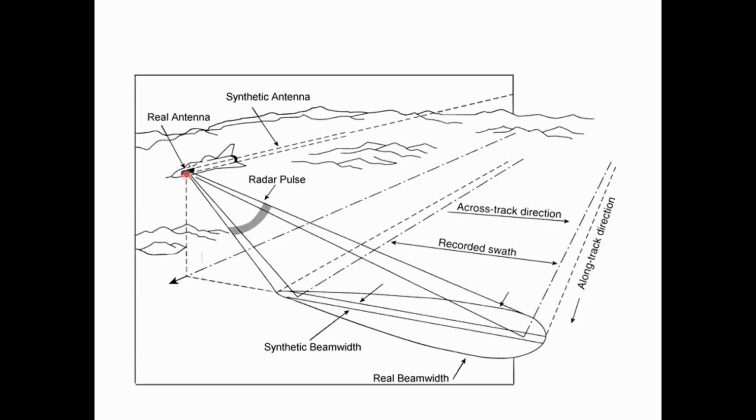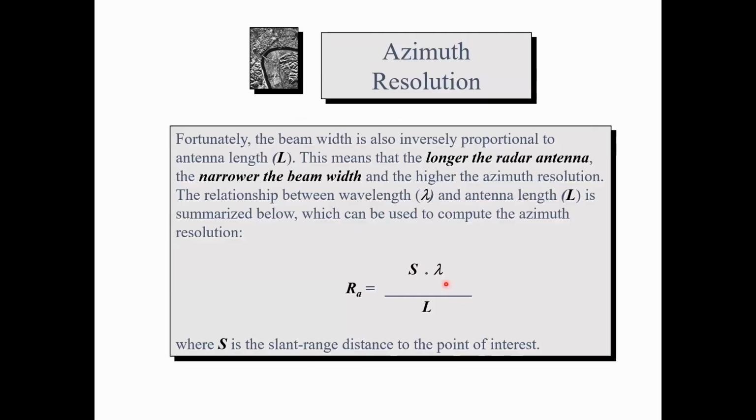Slant range from here along that until the slant range for the near range, from here up to here. So it's just the distance you measure along the beam. So the slant range times the wavelength of the signal, then divide by the antenna length. That's how you get the azimuth resolution.